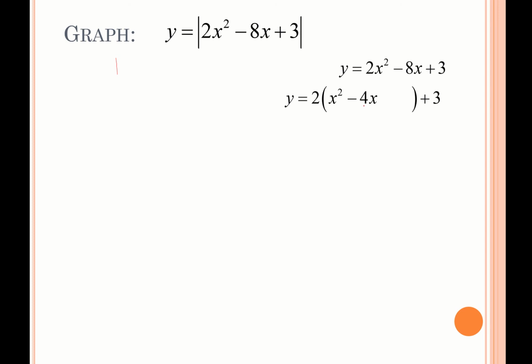So when I complete the square, you take the middle value, divide by 2, and square it. So negative 4 divided by 2 is negative 2. Square it, you get 4. So plus 4, minus 4. And the minus 4 comes out because you times it by the 2.